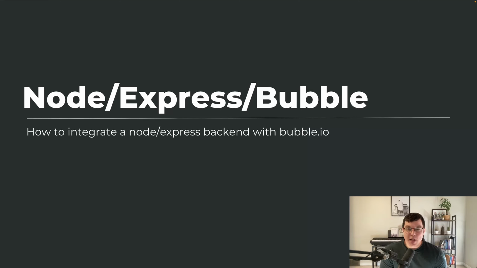It's been a minute since I have posted a video on this YouTube channel, but I'm back today with a new tutorial. And today I want to talk about how to integrate a Node Express backend with bubble.io. We're going to start with a really simple example in this video just to learn how something like this could work. And in a future video, we'll look at a more practical use case of why you might want to do something like this.